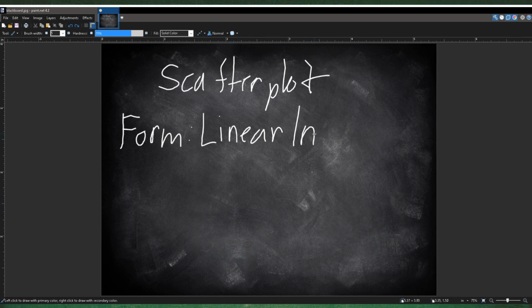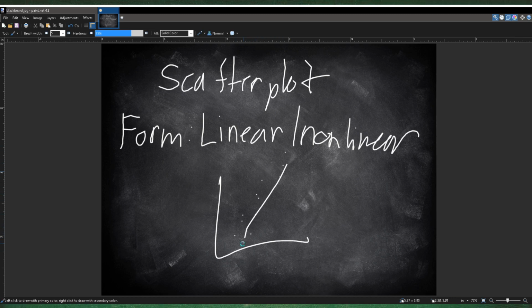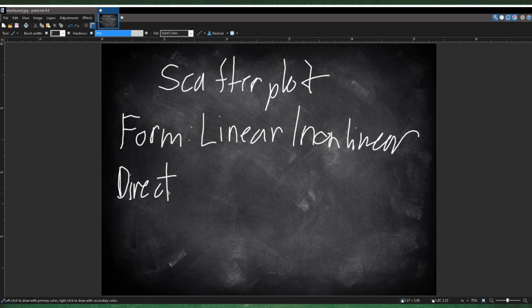But if you have something like this, then it's going to be linear. So that's form. You're going to have to write these out literally, with words to explain and describe. And then you're going to have direction.